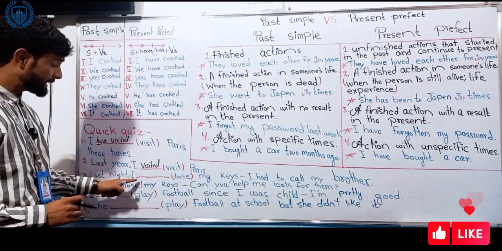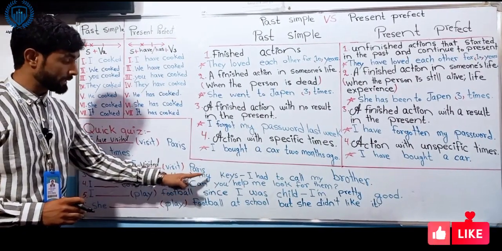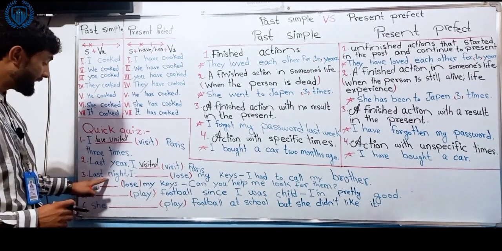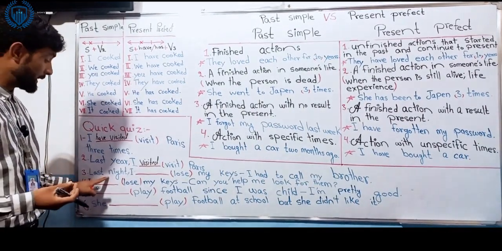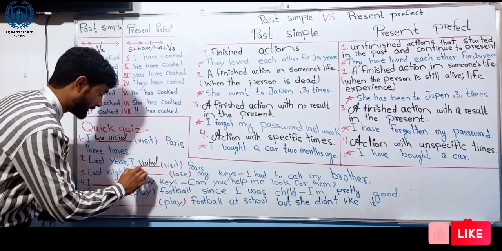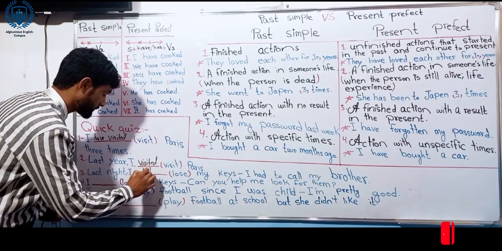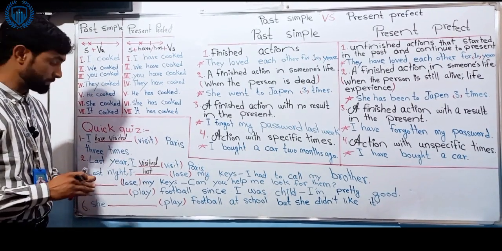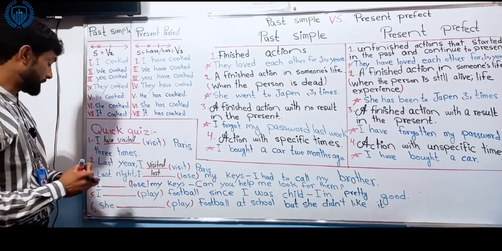Last night I lose my keys. I had to call my brother. So when I say last night, it's a specific time. Then I have to use the simple past tense. Last night I lost my keys. I had to call my brother. So this is also simple past tense.